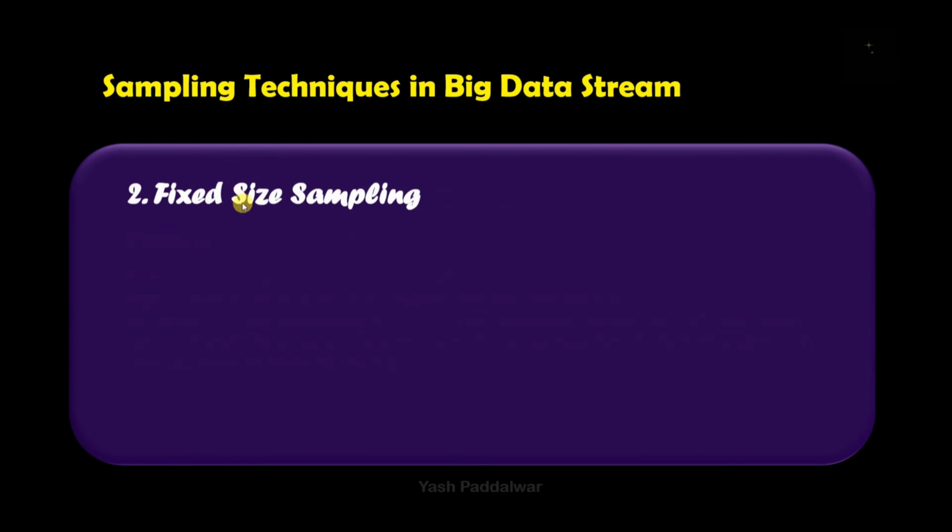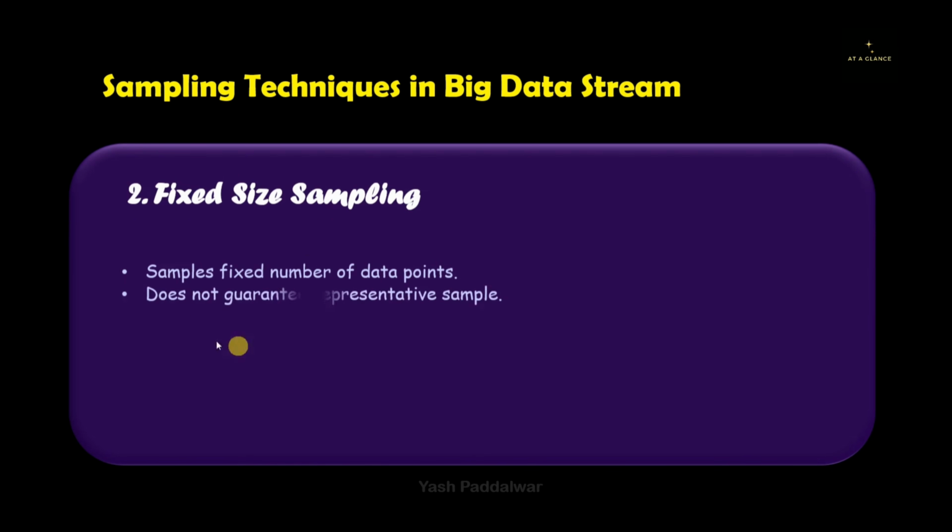Now let's move on to another type of sampling technique, which is called fixed size sampling. As the name suggests, it is going to sample the records based on a fixed number from the entire data stream. Now, this particular technique does not guarantee a representative sample. That means the probability cannot be predicted that the sample created based on a fixed number will retain all the characteristics that the data stream has.